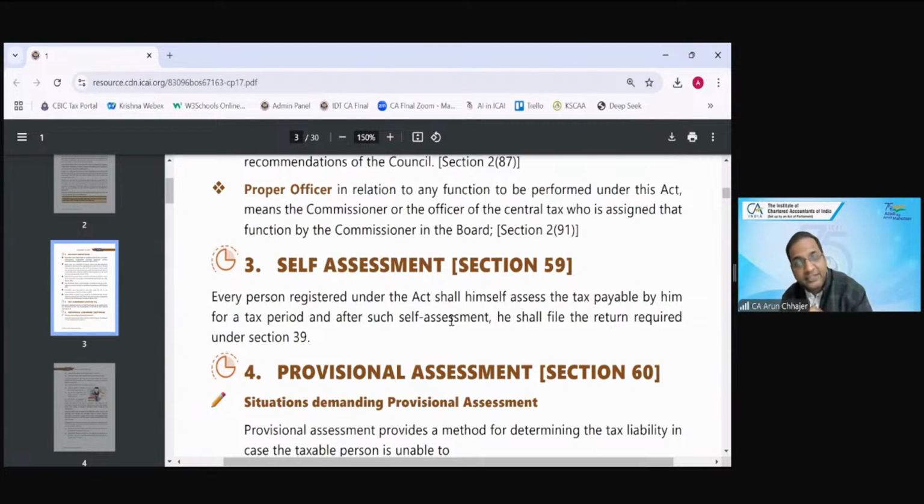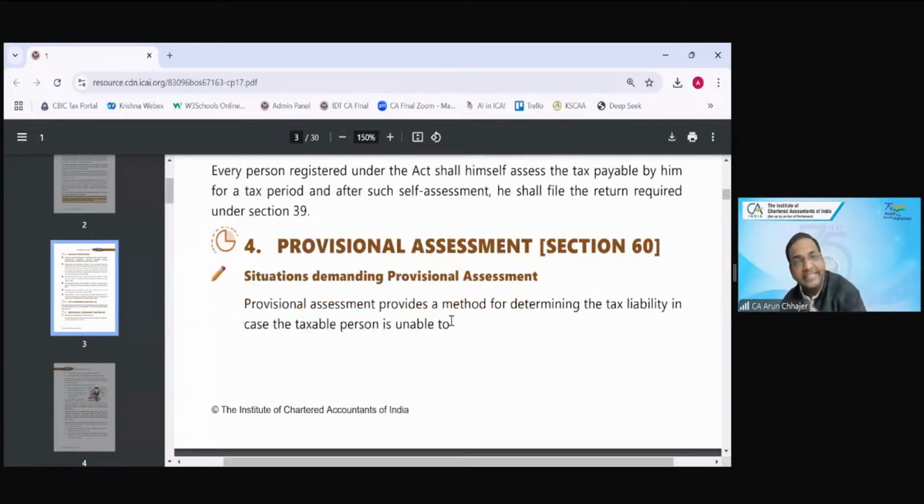It means I, being a taxpayer, myself determine the liability and pay the tax. Second is the provisional assessment. Provisional assessment is an option, to be noted, given to the taxpayer, not to the officer. So can provisional assessment be initiated by the department? The answer is no. Provisional assessment under Section 60 can be initiated only by the taxpayer.